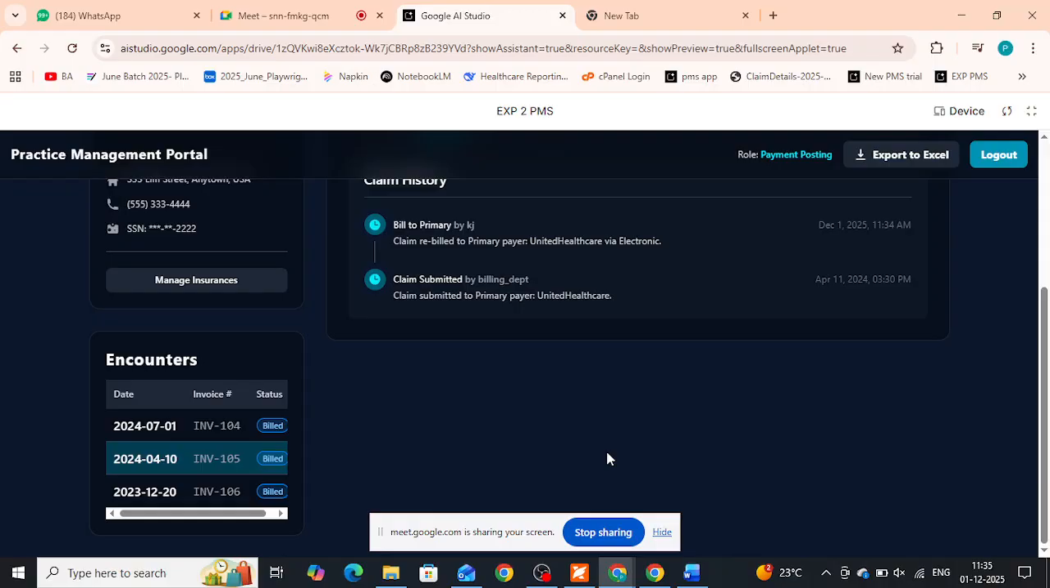If we have not used the 76 modifier, then we have to resubmit with the 76 modifier, or else we have to do an appeal. But the best option is to use the 76 modifier and resubmit a corrected claim.